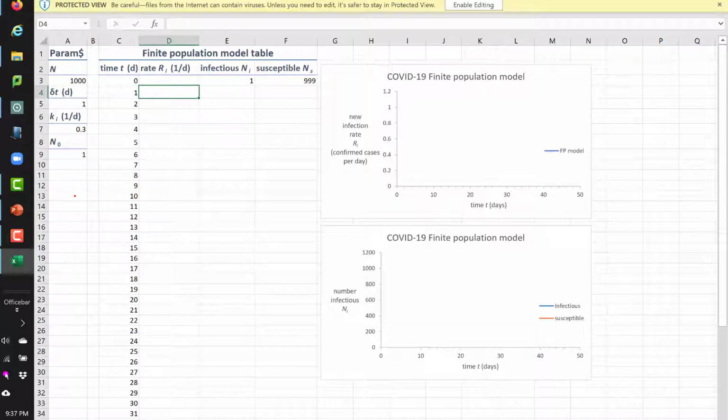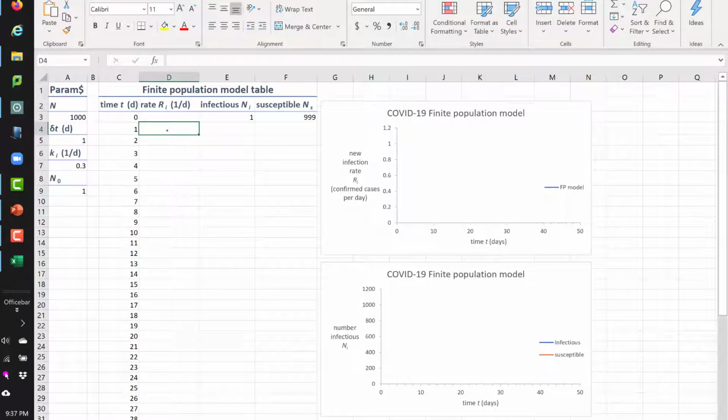So I have got it on a piece of paper next to me, so I'm going to use it to fill this in. And I need to enable editing. And then the next thing I need to do is just double check that I understand what's going on. So N here is the total number of the population. We're only considering 1,000 people. The time step is 1 day.